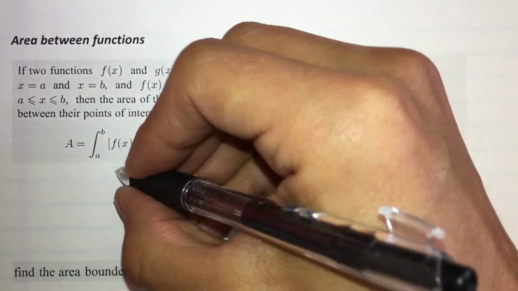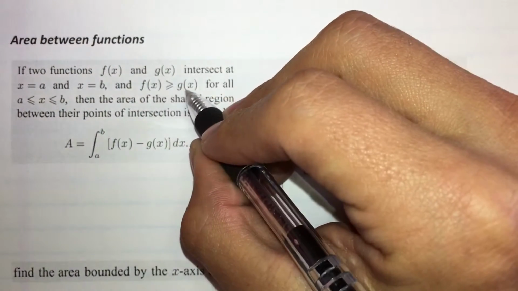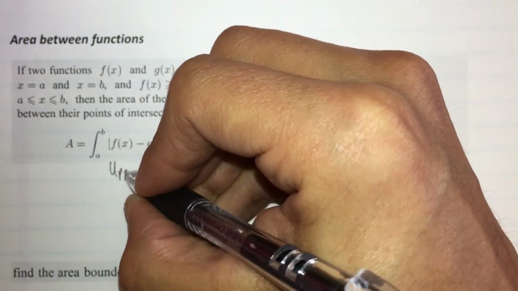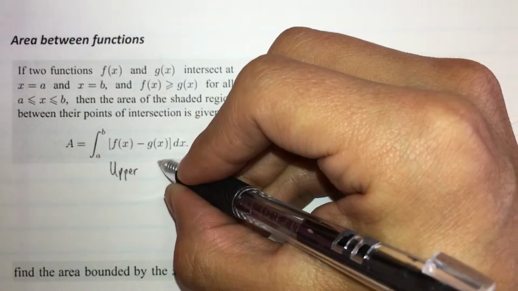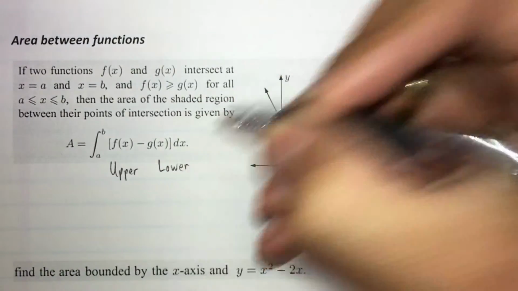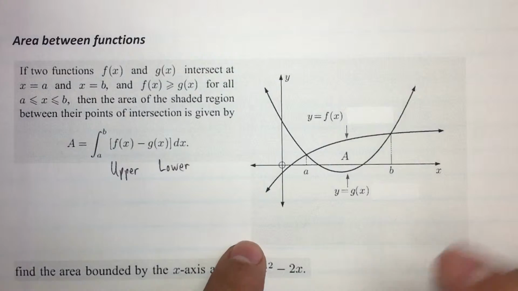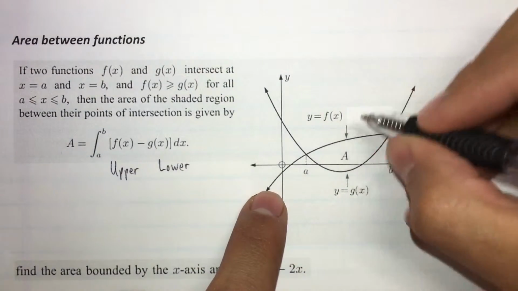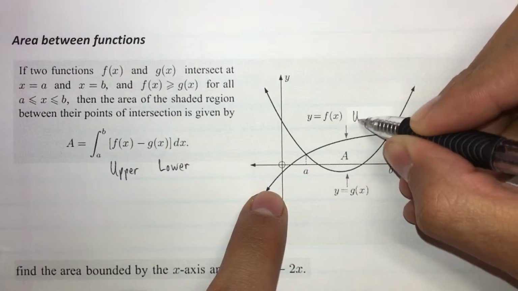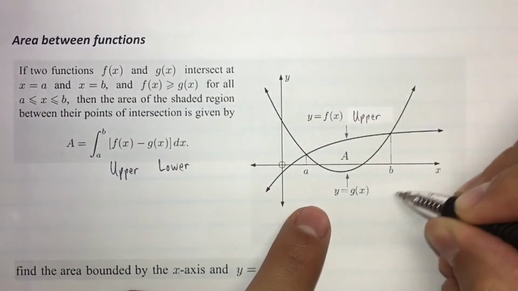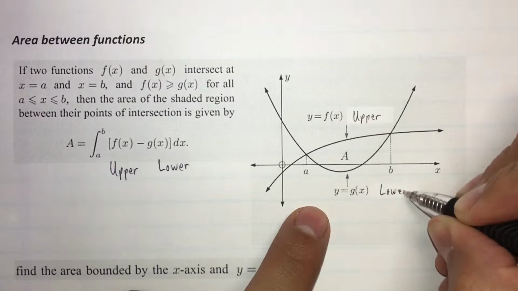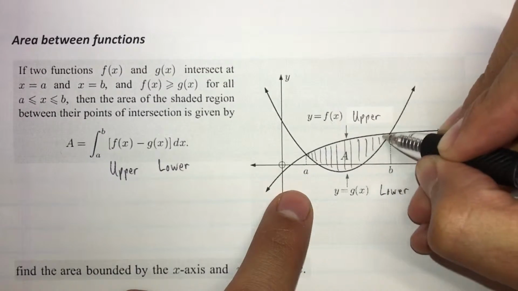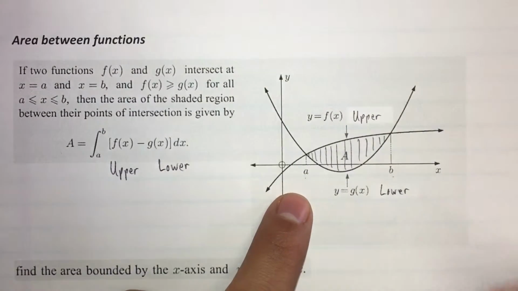Now, f of x is always greater than g of x. So we're going to label f of x as our upper function, and g of x could be our lower function. Now, to see this on a graph, we see that this is two arbitrary functions, but again, f of x is considered our upper function, and g of x is going to be our lower function. And we're going to be finding the area between these functions between the bounds of integration of a and b.